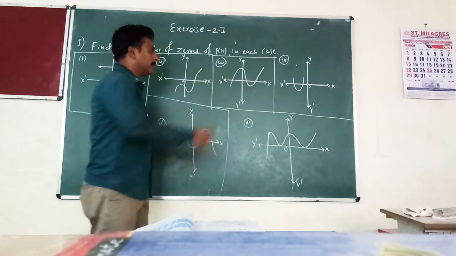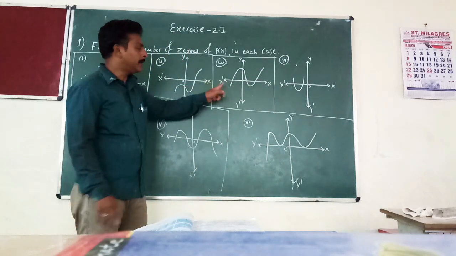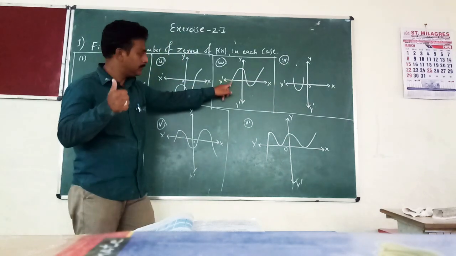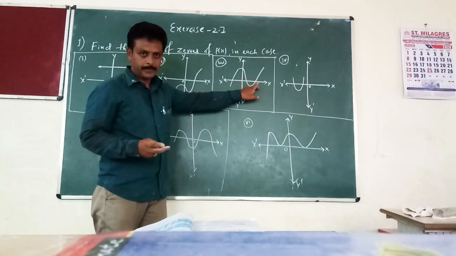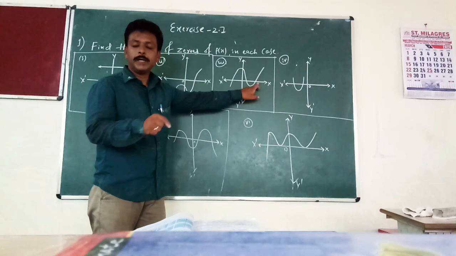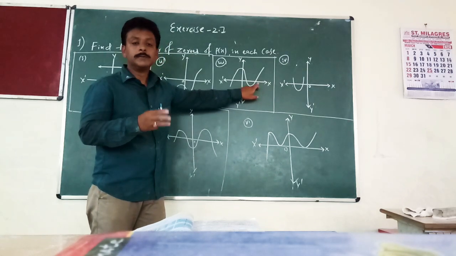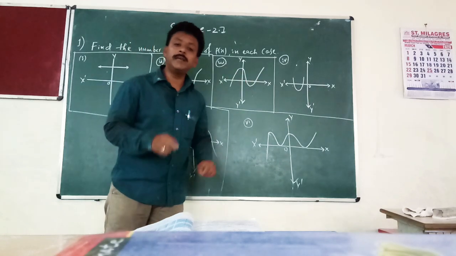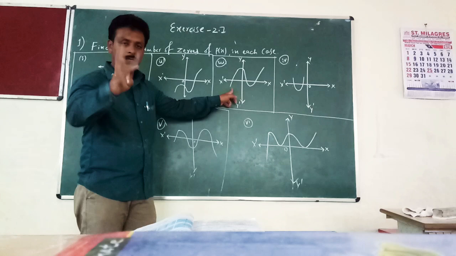Here the graph started from here. Like this it is. Observe here. It is intersecting the x-axis once. Next here. Twice. Next here. As the given graph is intersecting the x-axis 3 times, therefore the zeros of this polynomial are 3. 0 of this polynomial is 3.